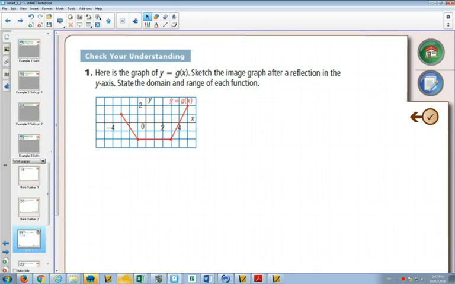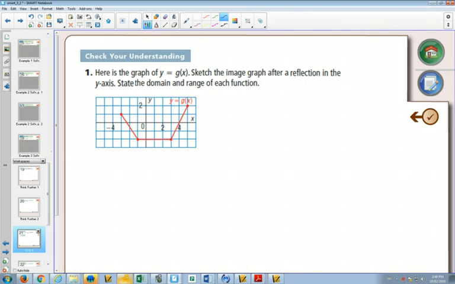So sketch the graph of the image after a reflection in the y-axis. So we have to say to ourselves, what does that mean? A reflection in the y-axis, which values are changing? The x or the y? The x values are the ones that are going to be changing.